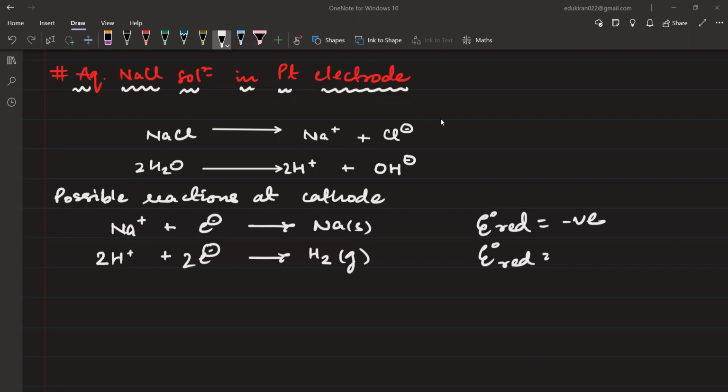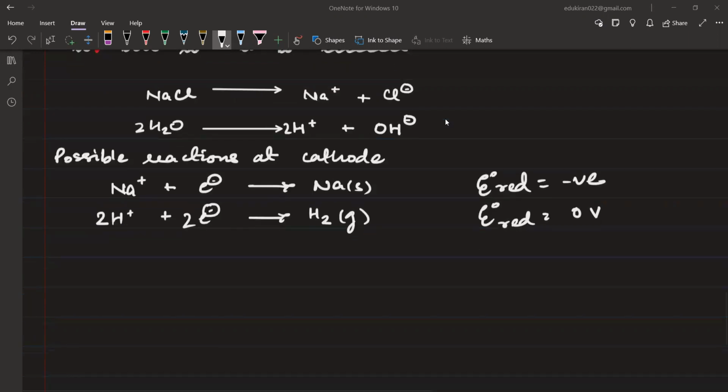E naught reduction for hydrogen is going to be what? 0 volts. Now tell me, which one has more reduction potential, sodium or hydrogen? Sodium is negative. Do you understand? So which is having higher reduction potential? Hydrogen's is higher.